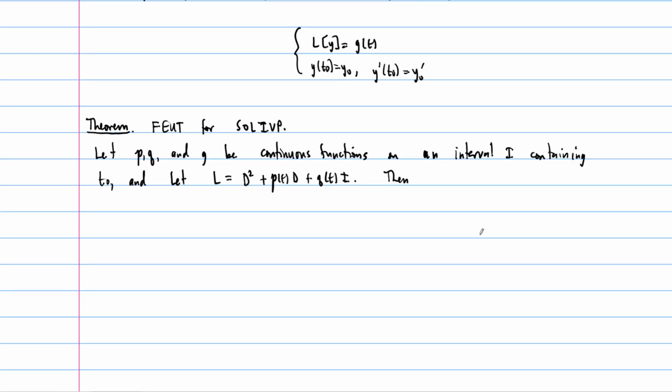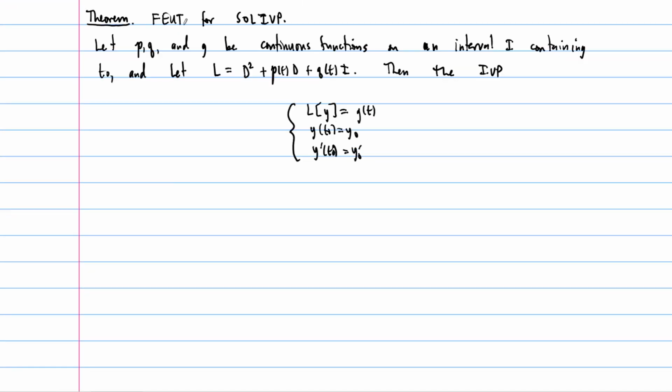Then the initial value problem, the IVP, which we just wrote down, but I'll write it again: L of y equals g of t. So this function g is continuous at t naught, just like the two coefficient functions. And y of t naught equals y naught, and y prime at t naught is equal to y prime naught. This has exactly one solution, which we'll call phi equals phi of t, and the solution is defined on an interval that's at least as large as I.